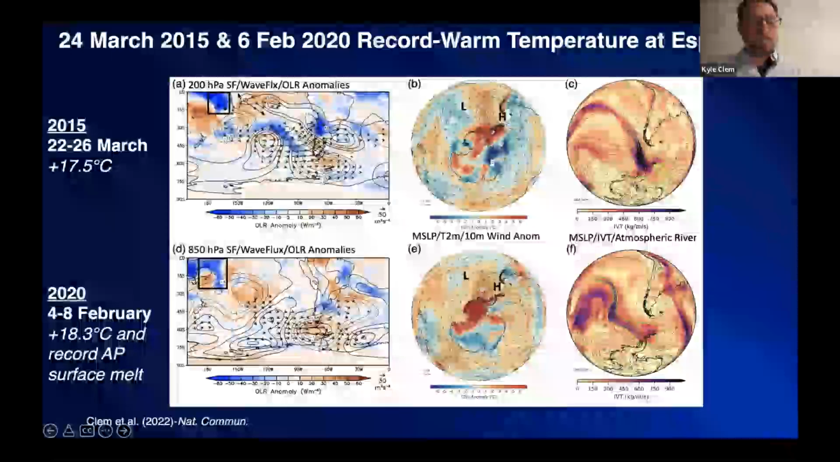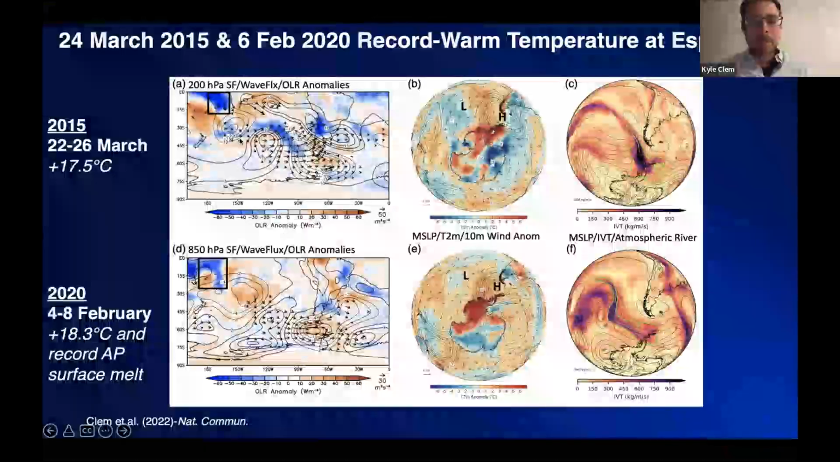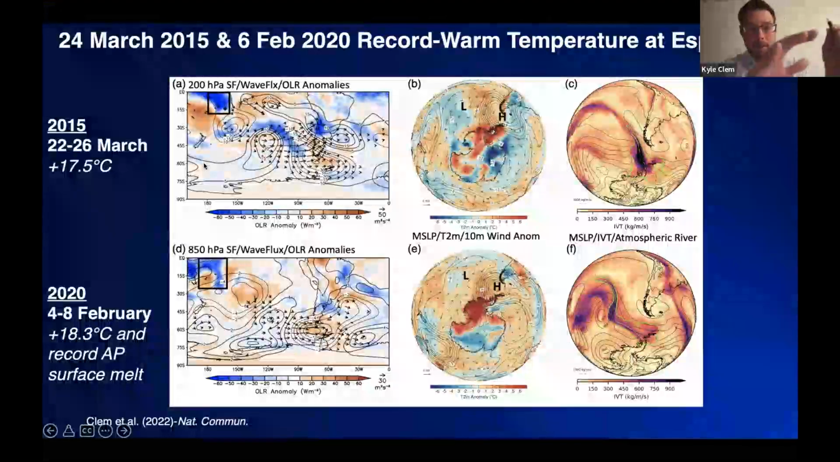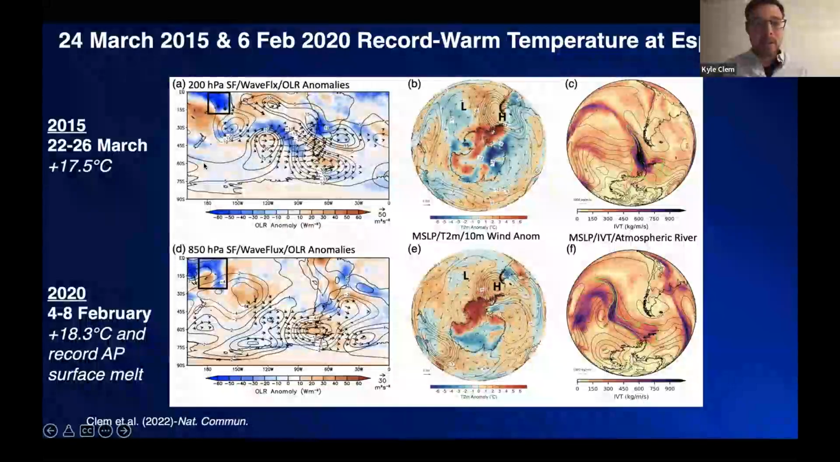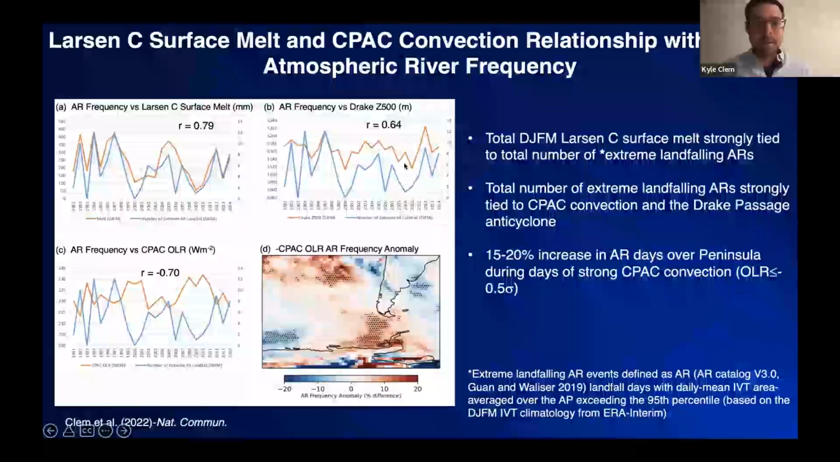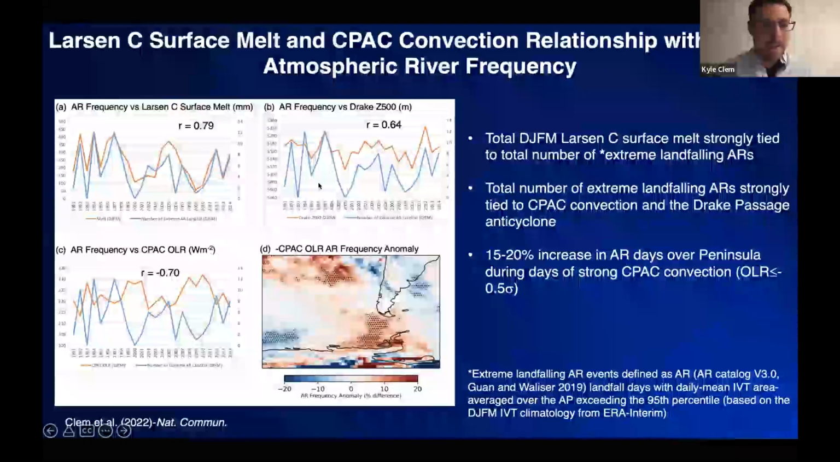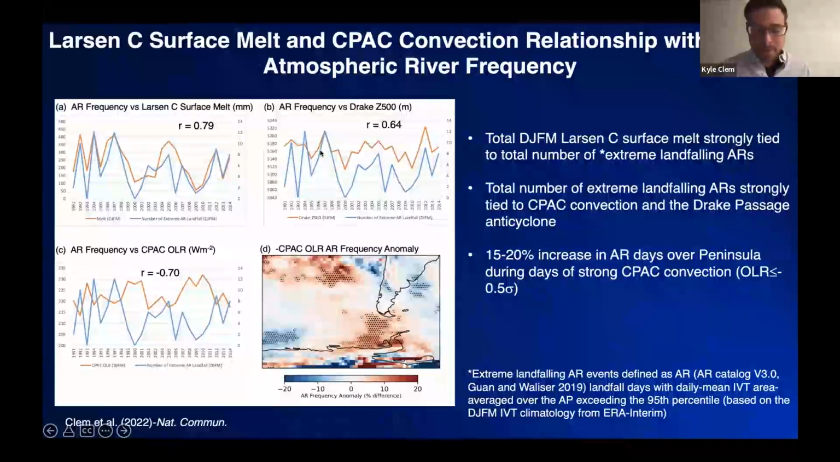Yeah, definitely. And we saw the same feature during the two record high temperatures that I mentioned earlier. So a deep convective burst triggered a wave train that propagated through the mid-latitude jet into high latitudes. And the last thing that I'll end on is what the circulation told us: we get very strong poleward heat and moisture flux.